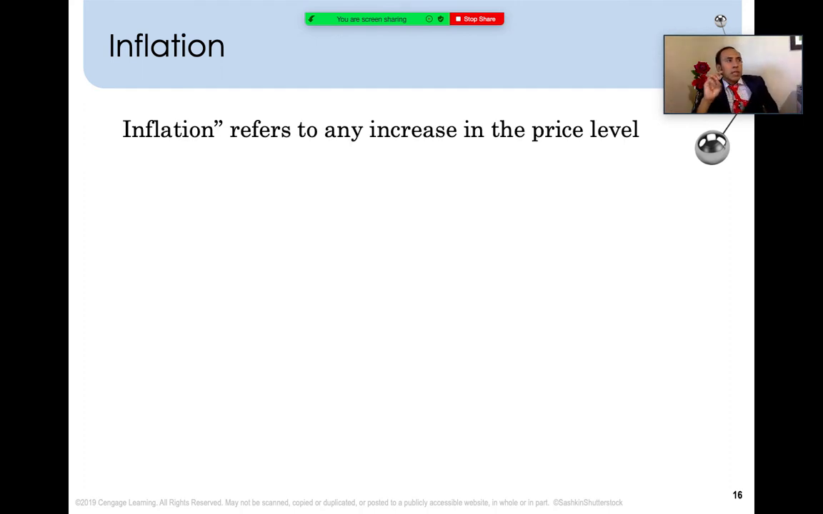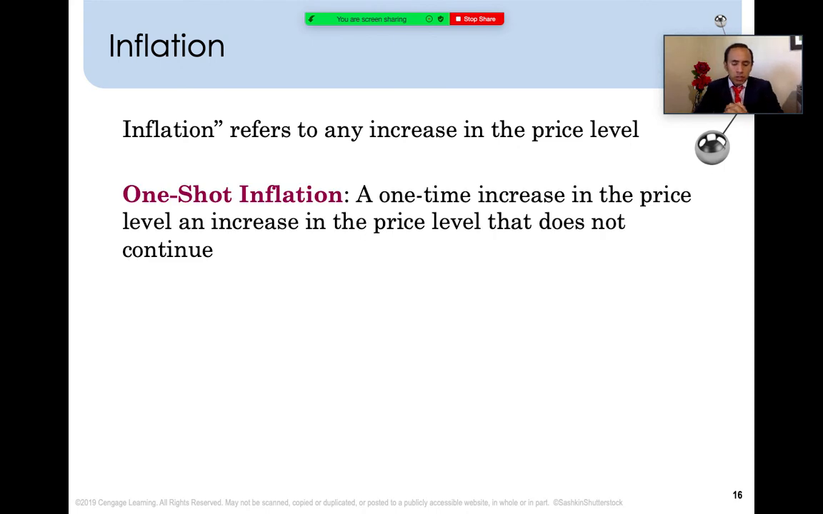The inflation can be stable, can be low, or can be significantly high. It says continue increasing the general price level of goods and services, or in the consumer price index. We can have what is called one-shot inflation, which is a one-time increase in the price level of goods and services, and it doesn't continue. It just increases once and it stays there. That's considered one-shot inflation. Aggregate demand increases, we reach a new equilibrium, a new price, and it stays there.